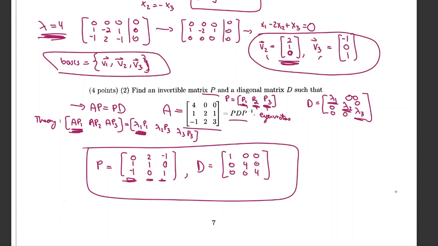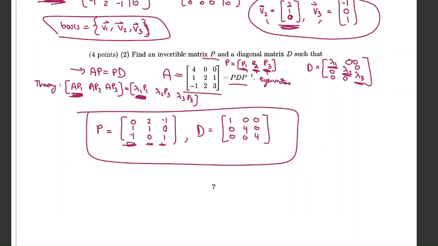So this is an example of an invertible matrix and a diagonal matrix that does satisfy this expression. And of course, you can have the columns be switched around. So if I did, say, 2, 1, 0, 0, 1, -1, -1, 0, 1 for P, I would have to make sure my diagonal matrix matches up. So this has to be 4, this has to be 1 now, and this is 4 still. So just be careful to make sure that your diagonal matrix and your invertible matrix P line up.